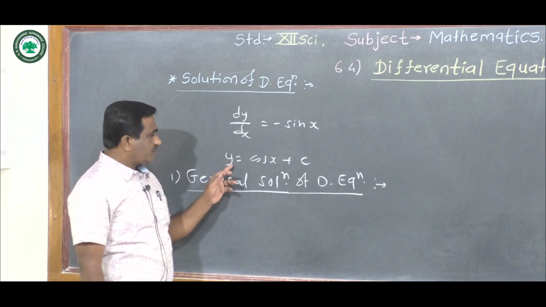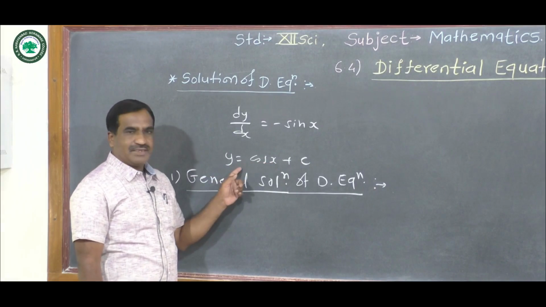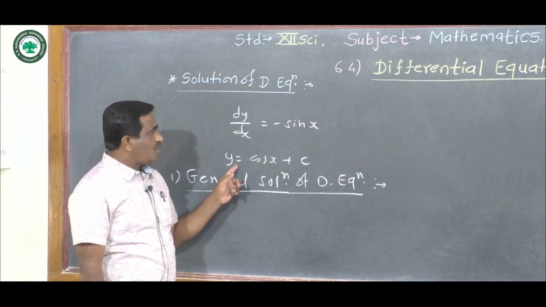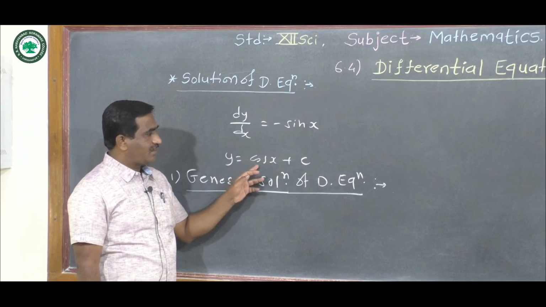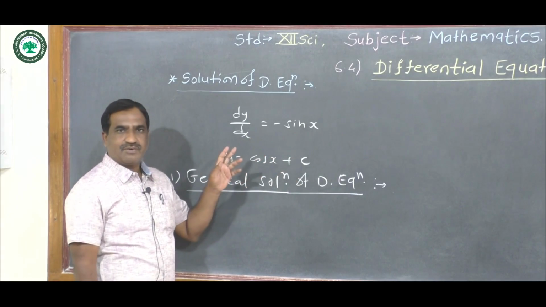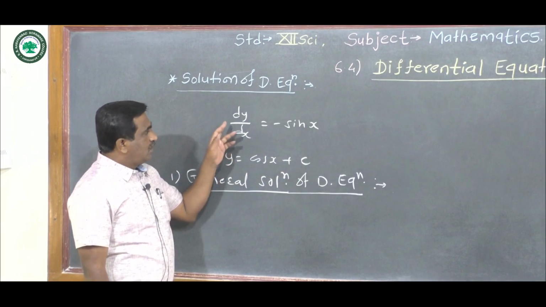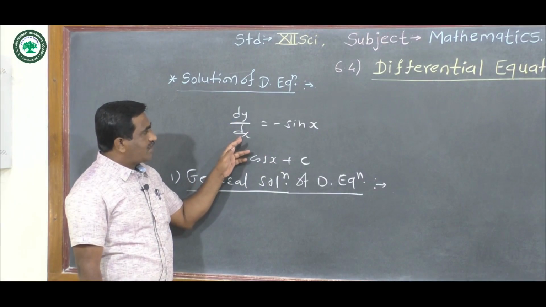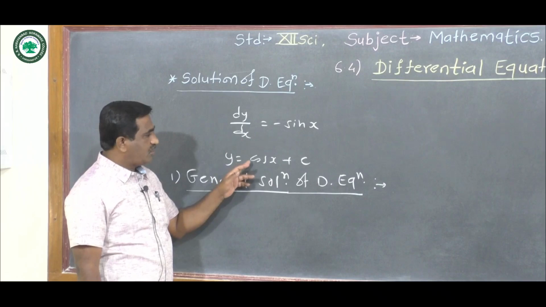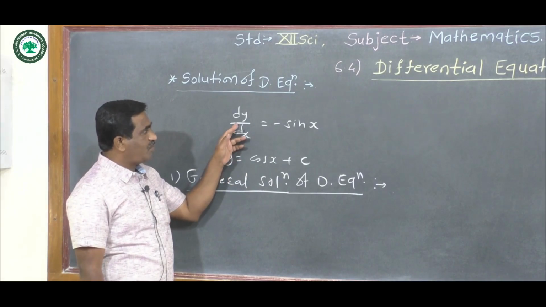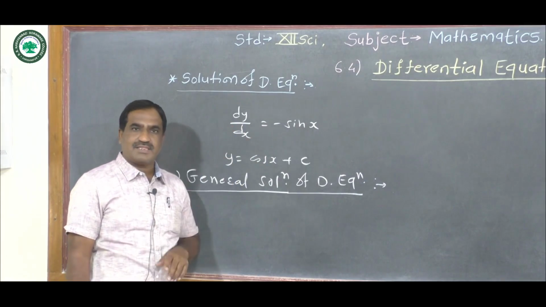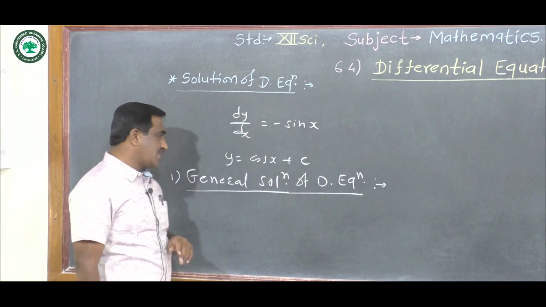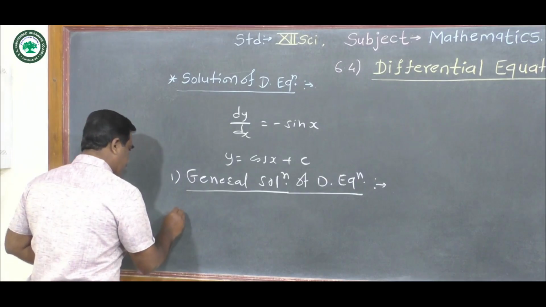Now here y equal to cos x plus c is a solution of the differential equation dy by dx is equal to minus sin x. Here c is the only one arbitrary constant, and the order of this differential equation is also 1. Therefore, this is the general solution of the differential equation dy by dx is equal to minus sin x. Now the second solution is the particular solution.